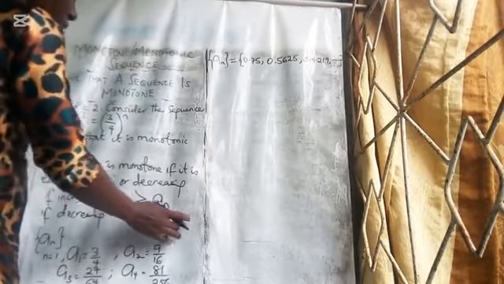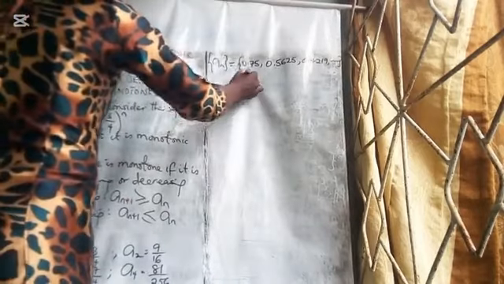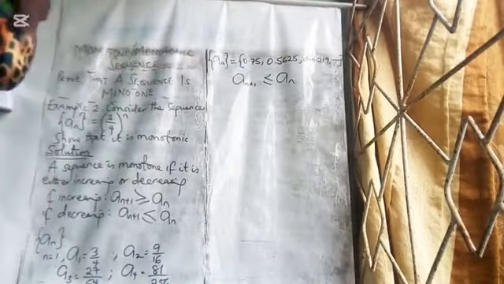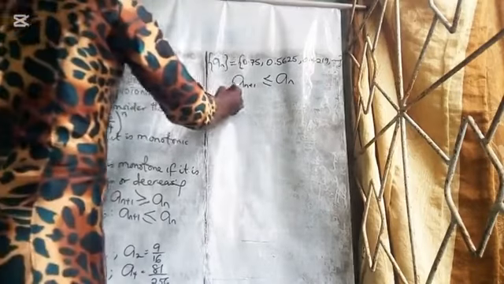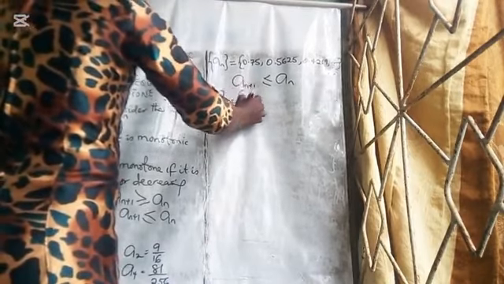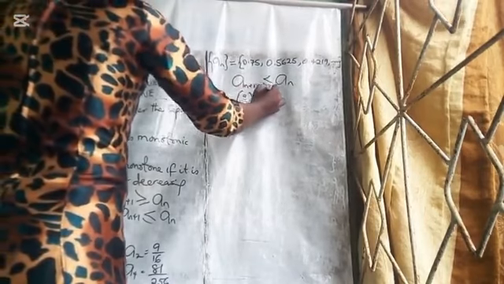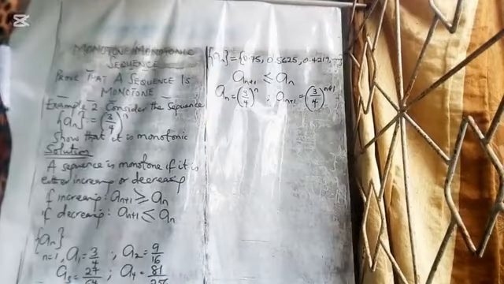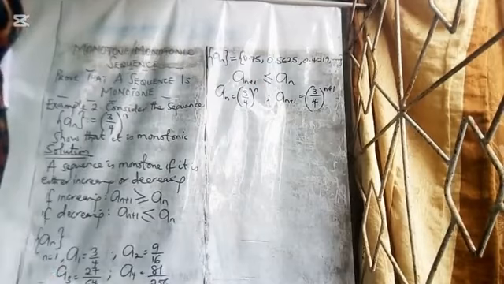We can see from here that the sequence seems to be decreasing. Now, for us to be certain that this sequence is actually decreasing, we need to make use of this: a sub n plus 1 is less than or equal to a sub n. Our a sub n is 3/4 raised to power n, and our a sub n plus 1 is equal to 3/4 to power n plus 1.